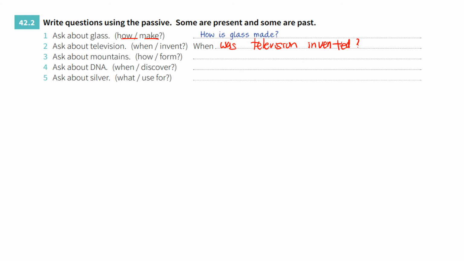Ask about mountains. How? Form. Okay. How? And then mountains. How is a plural, so it has to be either are or were. We can take it as present. How are mountains, M-O-U-N-T-A-I-N-S, formed? Maybe the mountains are still being formed, so you can use present, but if you want, I think you can use how were mountains formed.